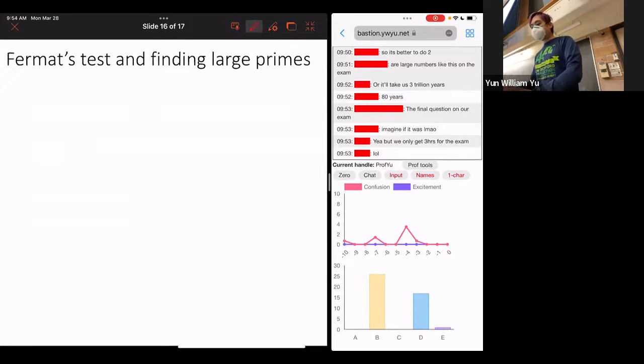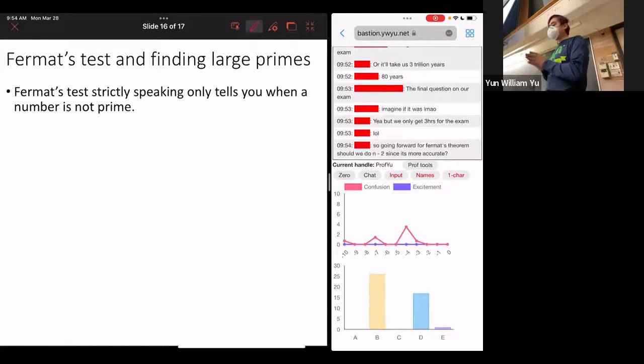You, of course, have to be a little bit careful. Oh, so going forward, you should do n minus 2. It's more accurate. You can do n minus 1, but it just won't be as helpful. It won't tell you as much. If you do n minus 1, I'm not going to dock off points, but it will not be as helpful. And if I'm asking you to find a witness, choosing n minus 1 is not a good choice, just like choosing 1 is not a good choice. Strictly speaking, Fermat's test only tells you when a number is not prime.